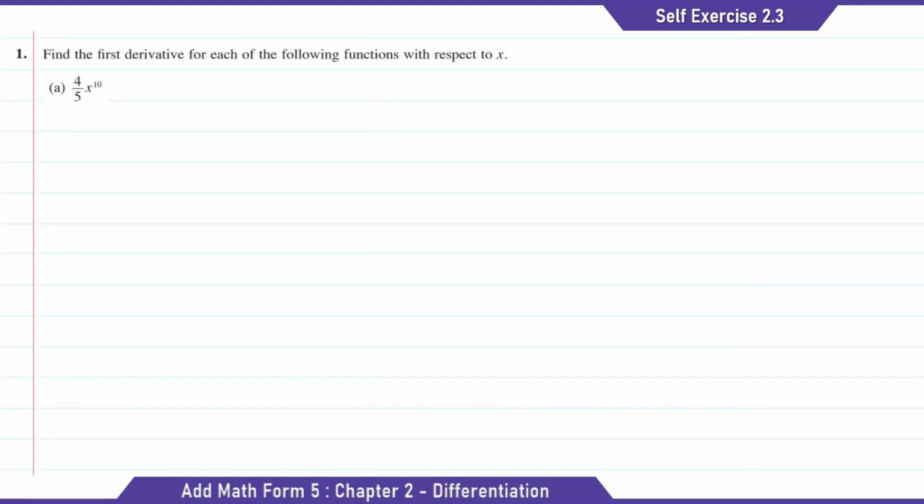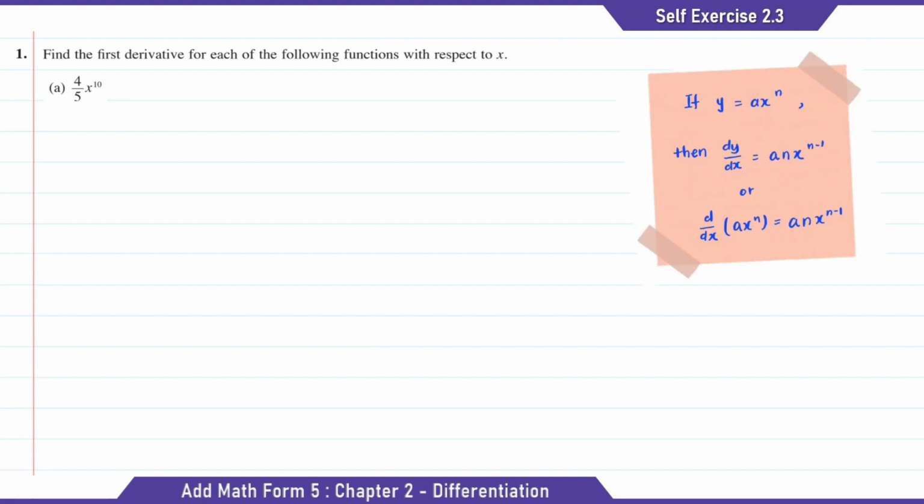Self-exercise 2.3, question number 1. Find the first derivative for each of the following functions with respect to x. To determine the first derivative, multiply the coefficient with the power and subtract 1 from the power.